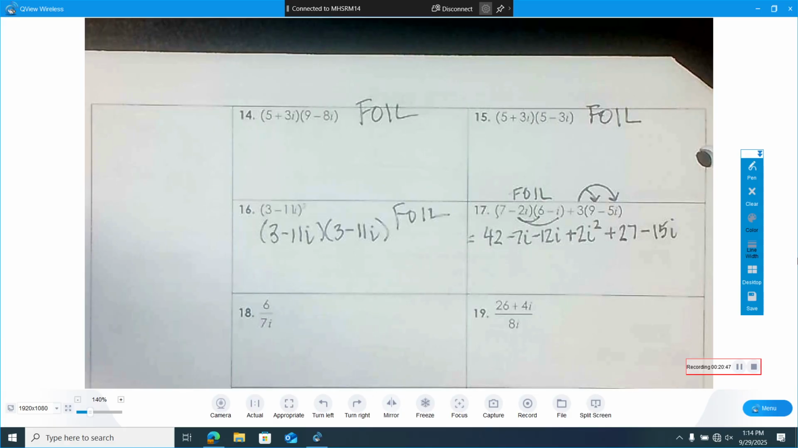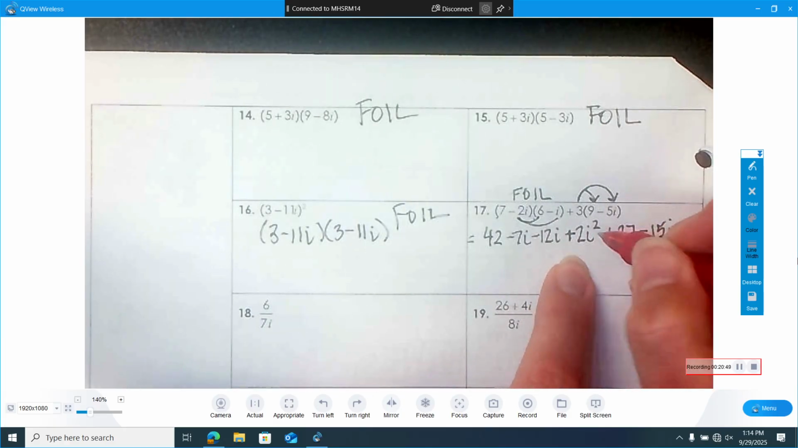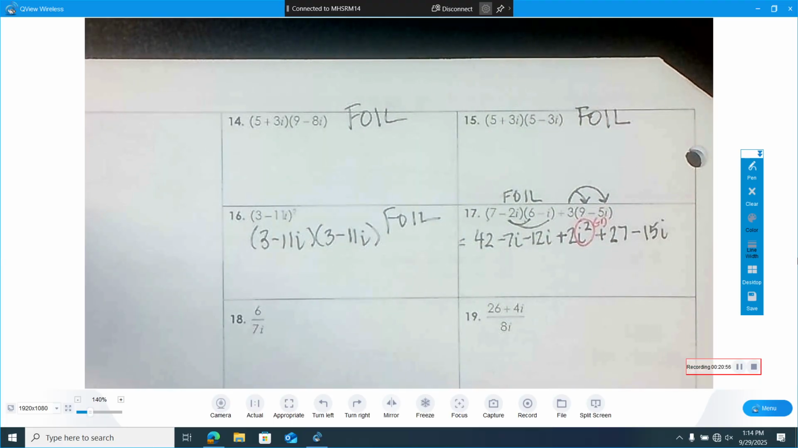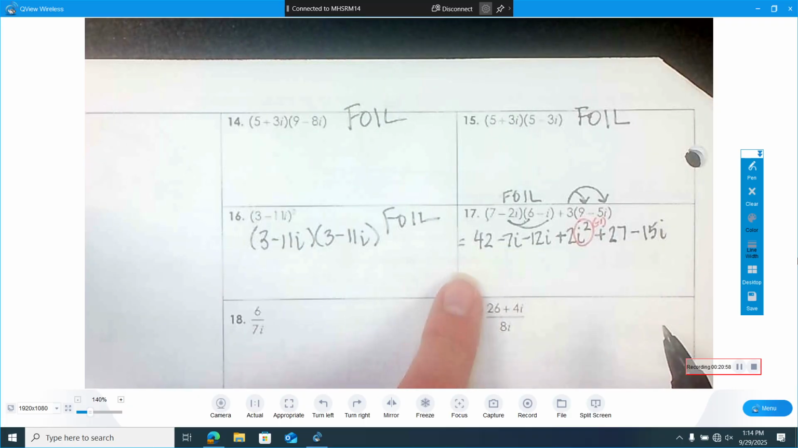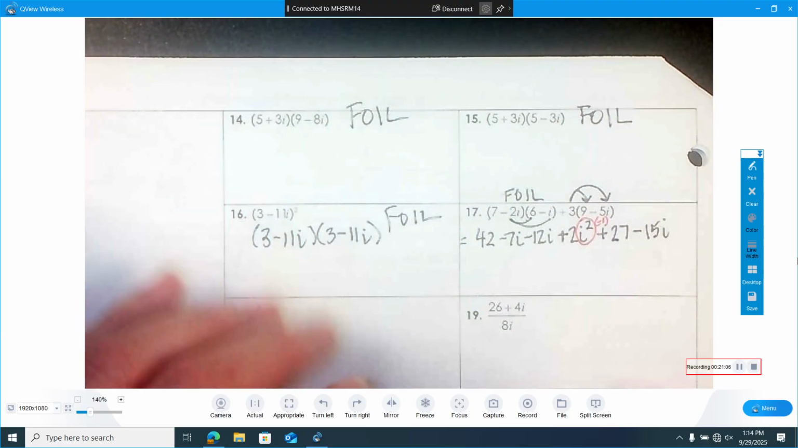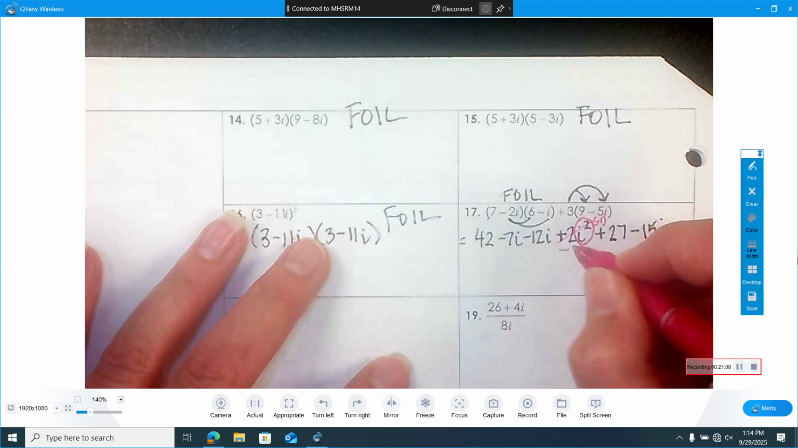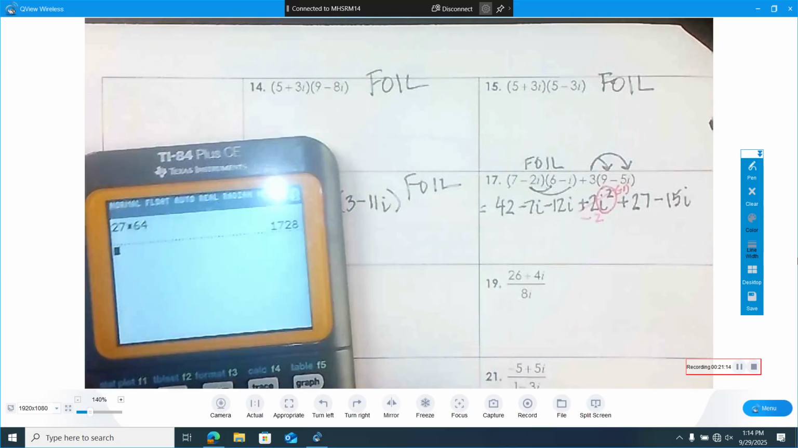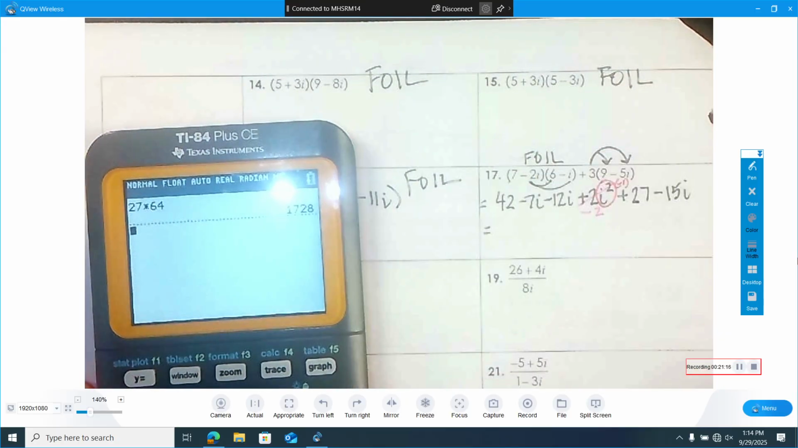All right, what do we need to clean up? We got an i squared on there, so that's a negative 1. So that becomes, let's see, I have to combine some like terms here, don't I? So you know what I'm going to do? I'm just going to change that. It becomes a negative 2. I'm just going to write it like that. Can I do that? All right, let's see here. I've got, gentlemen, what are we getting?